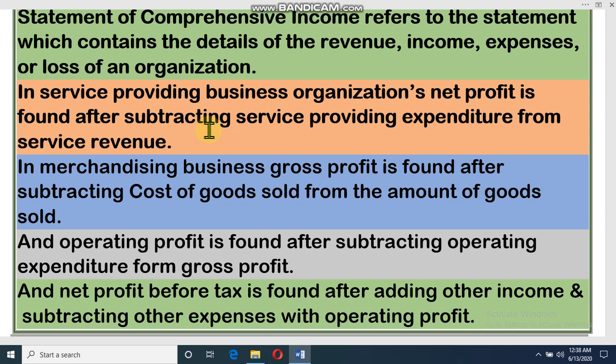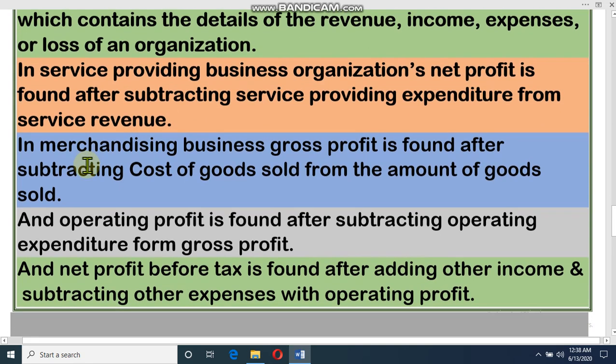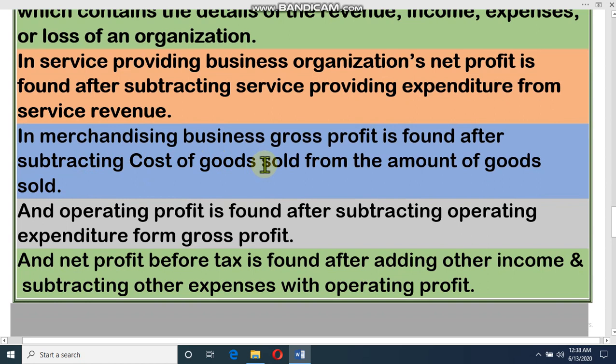And in this type of organization, we will do the income statement by subtracting expenditure from service revenue. Now come to merchandising business. Dear student, in merchandising business, gross profit is found after subtracting cost of goods sold. That means in merchandising business, dear student, we have three steps.